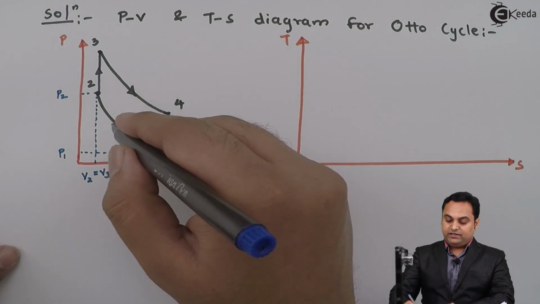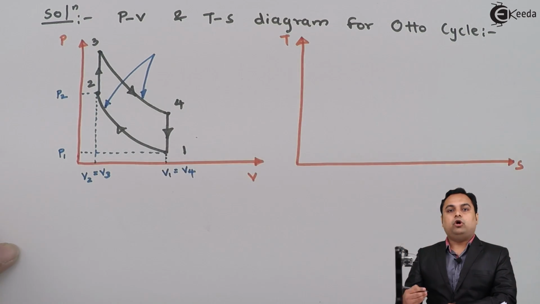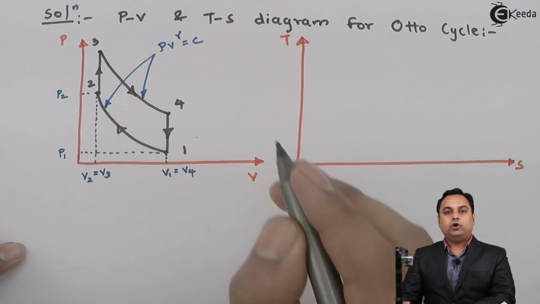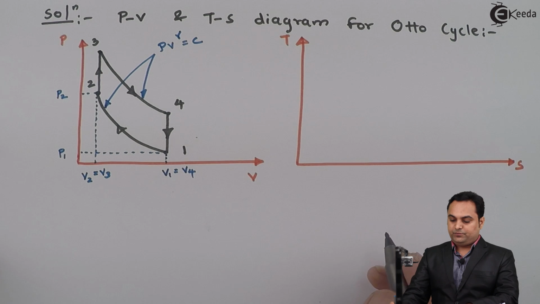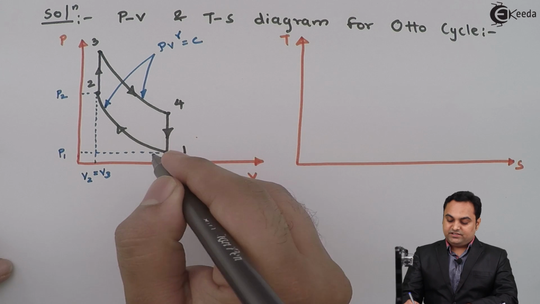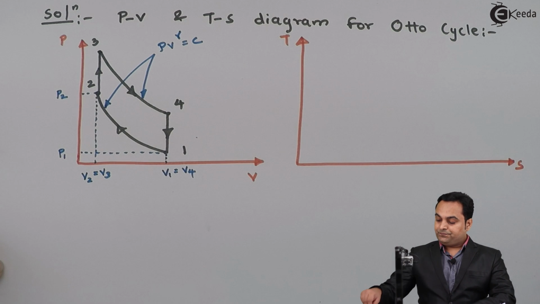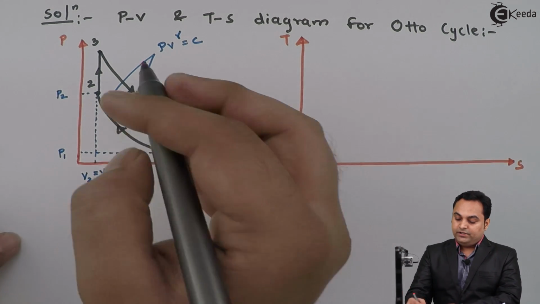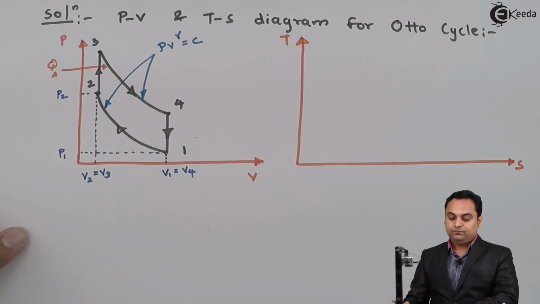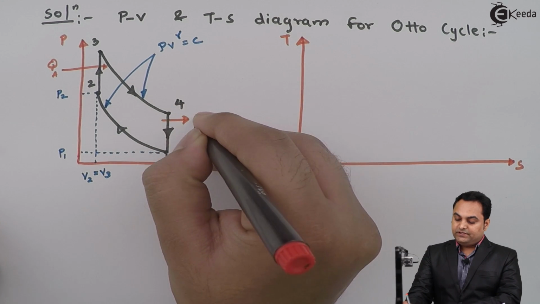Now during both the compression and expansion process, the law followed is PV raised to gamma is equal to constant. This law is for reversible adiabatic or isentropic process. Since the compression and expansion take place as reversible adiabatic process, they follow the law PV raised to gamma is equal to constant. Next, during process 2 to 3, the heat is added, so I'll write down Q suffix A. Next, during process 4 to 1, the heat is rejected, so that is Q suffix R.